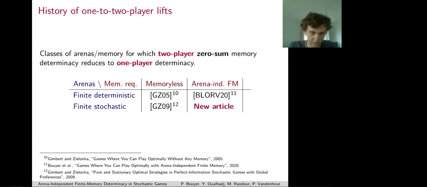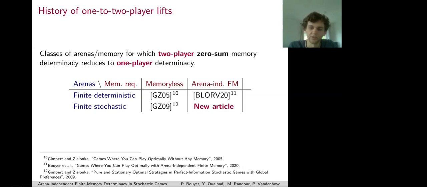So first of all, in finite stochastic arenas, with pure memoryless strategies in 2009, also by Jambert and Zielonka. And last year at ConcurA for finite deterministic arenas, but with a larger class of strategies, which are arena-independent finite memory strategies. And so this year we have been able to combine both extensions into one to show a 1 to 2 player lift for finite stochastic arenas with the larger class of strategies of arena-independent finite memory strategies with no randomization.